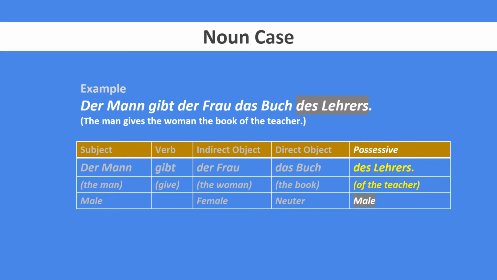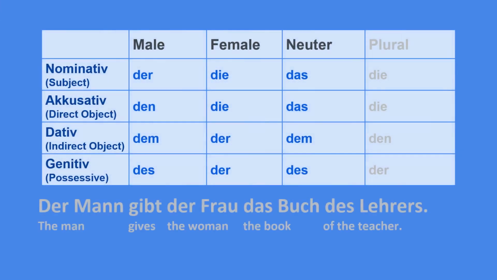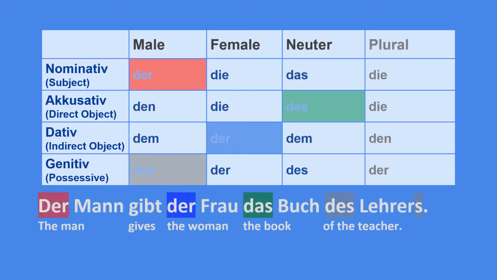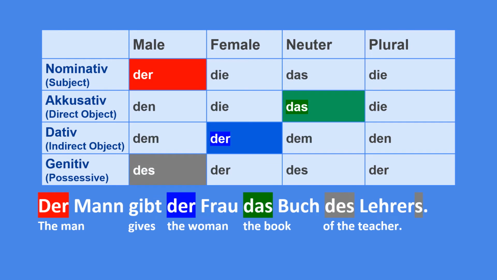In this table, we can see the articles change according to the noun gender. Is the noun male, female or neuter? And the noun case, does the noun play a role as subject, direct object, indirect object, or possessive? In this sentence, the man is male and is the subject. The woman is female and is an indirect object. The book is neuter and is a direct object. The teacher is male and is possessive.